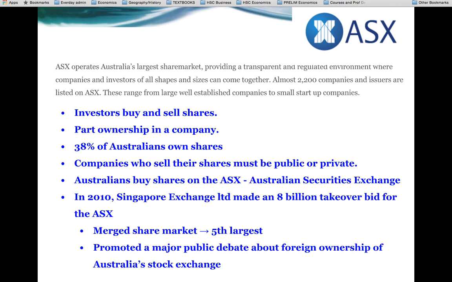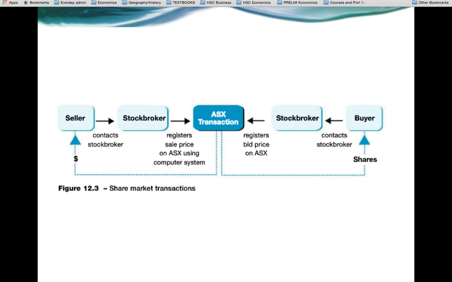And companies who sell their shares must either be private or public. Now, when we say private, we have something called a private company, and those of you doing business studies, hopefully you know this. But with a private company, there is normally a limit on the amount of shareholders, and they are invitation only, really, to buy those shares. In 2010, the Singapore Exchange actually bought out the Australian Securities Exchange. So it merged, and it's now the 5th largest. So it's one of the largest in the world.